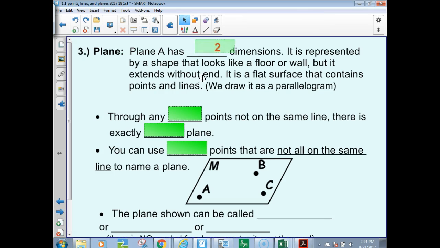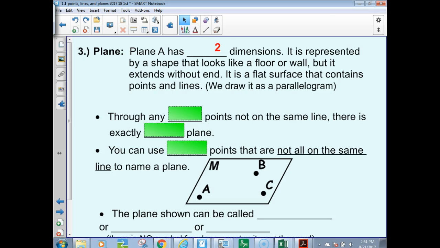A plane has two dimensions. It's represented by a shape that looks like a floor or a wall, but it extends without end. So that's what I was describing earlier. The ceiling in this room cannot be extended forever, but it could represent a plane. It's a flat surface that contains points and lines. So there are lines in that ceiling, there are points in that ceiling, lots and lots of them.